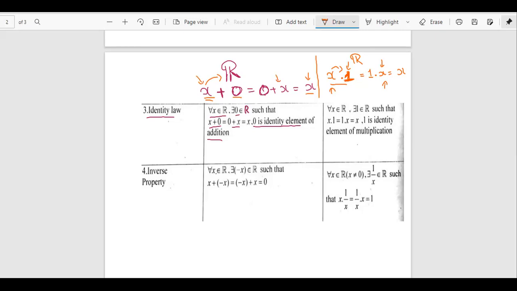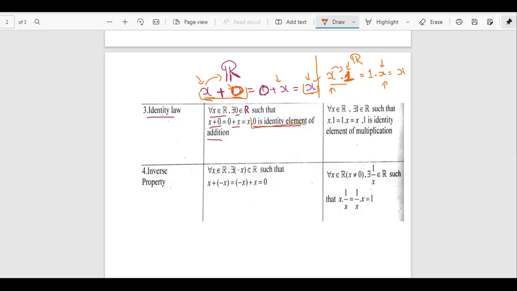The thing which you need to focus on is this part and this part, okay? When you're adding your real number to this number, you're getting your real number back. For addition, you know that this number can only be zero. So zero is the identity element.